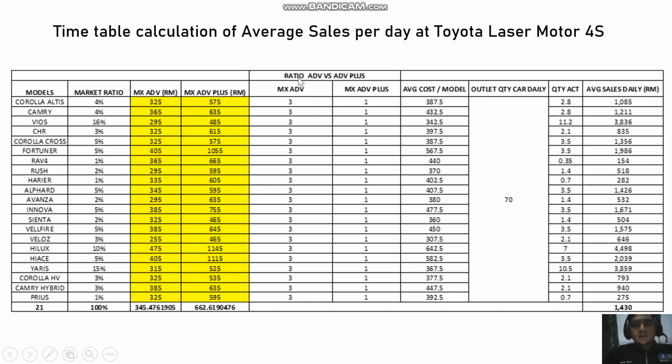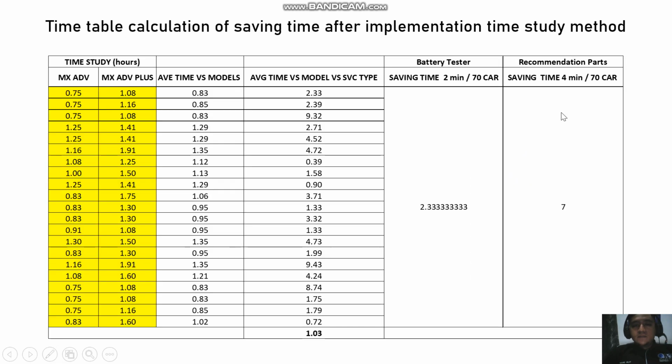The next is the ratio of Advanced to Advanced Plus. The ratio between the two types of service is 3 for Advanced and 1 for Advanced Plus, so the total is 4 cars. Next is the average cost per model, and the outlet quantity of cars daily is 70, then the quantity actually, and the average sale daily.